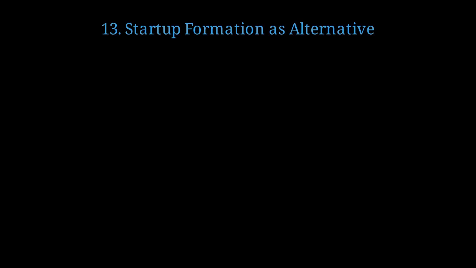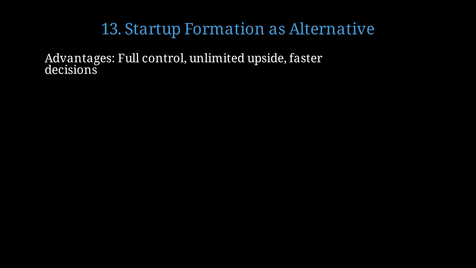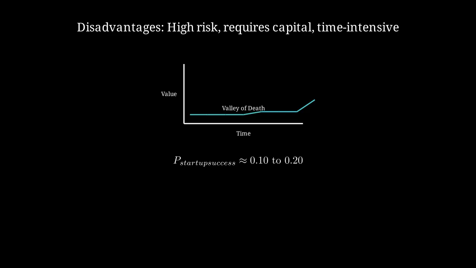Starting your own company is an alternative to licensing that offers different advantages and risks. Starting a company gives you full control over your invention, unlimited financial upside potential, and ability to make fast decisions. However, startups carry high failure risk, require significant capital investment, and demand enormous time commitment. Startups often face the valley of death, where development costs are high, but revenues haven't started. This is where most fail. The probability of startup success is roughly 10 to 20%, meaning most startups fail to achieve their goals.